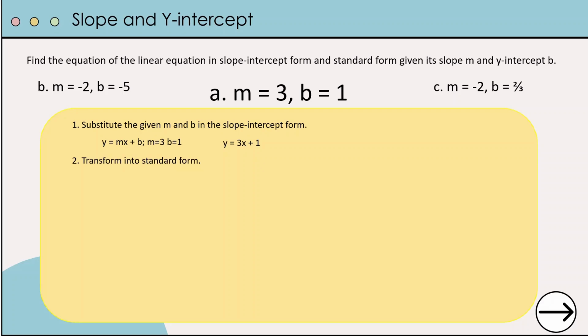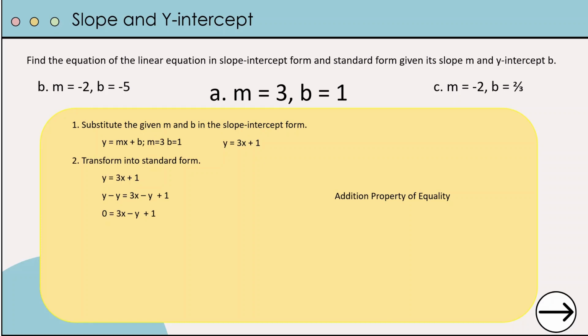Our second step is to transform it into standard form. We have y equals 3x plus 1. In order to transform this into standard form, we have to put all the terms with variables together and the constant on the other side of the equal sign. In this case, let's put y with 3x. Through addition property of equality, let's subtract y on both sides of the equation. So we have y minus y equals 3x minus y plus 1. We simplify, the result will become 0 equals 3x minus y plus 1.